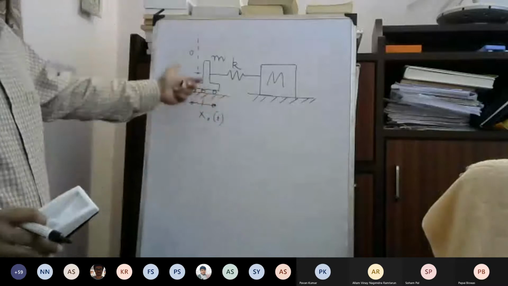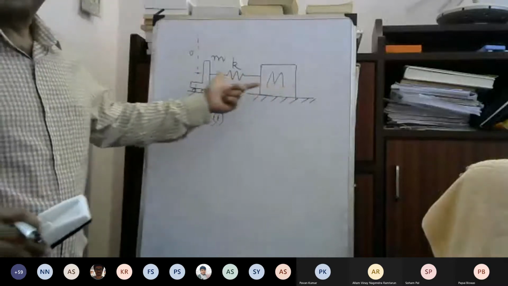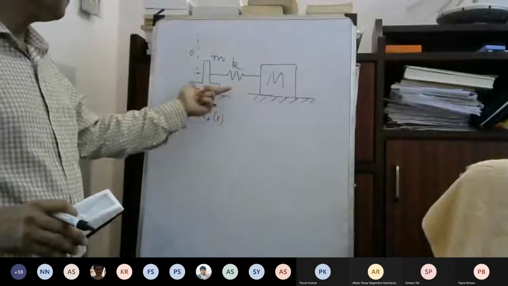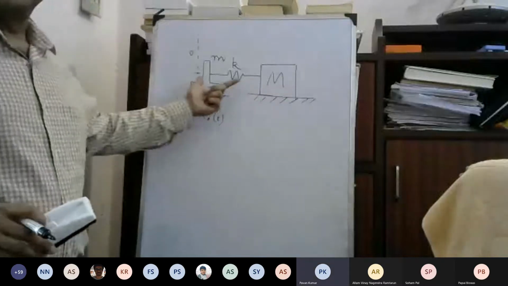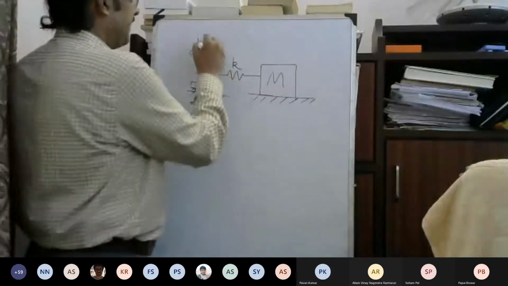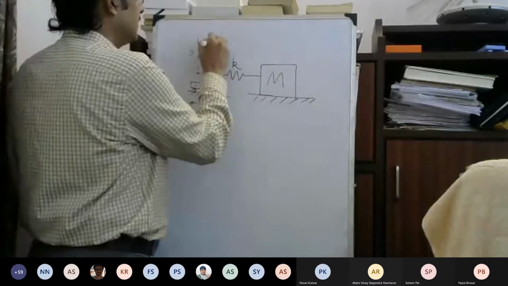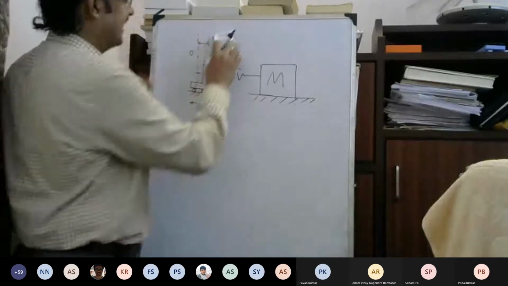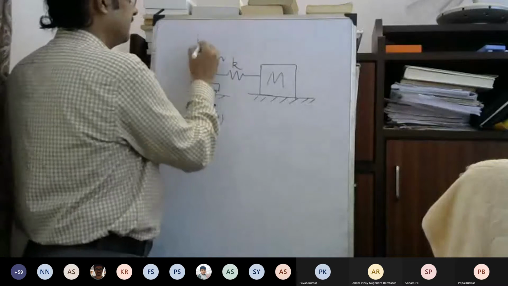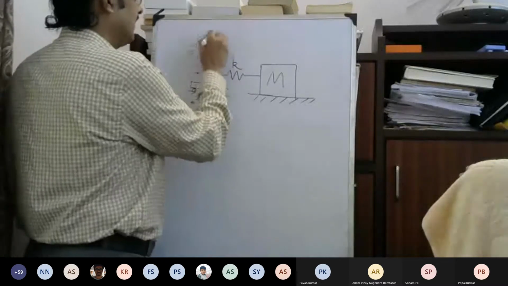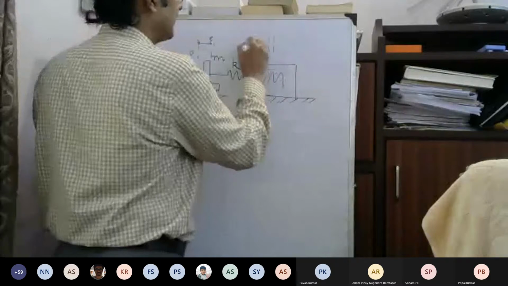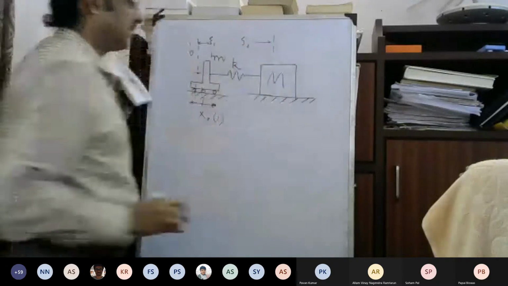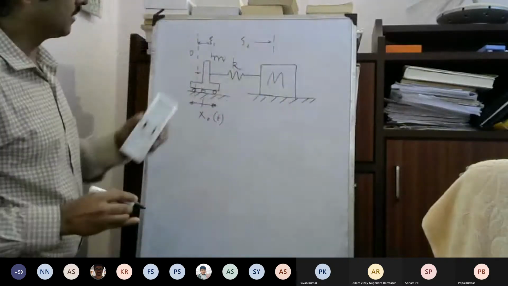Now this is actually a 2-degree of freedom system, isn't it? Where you have two masses, right? So if I write this as zeta 1, which is nothing but x naught, and let me say that this is zeta 2, the second mass.